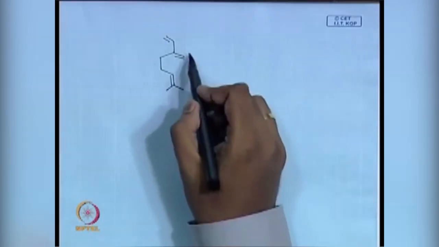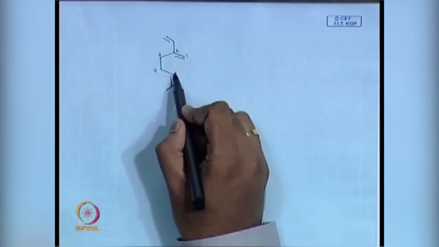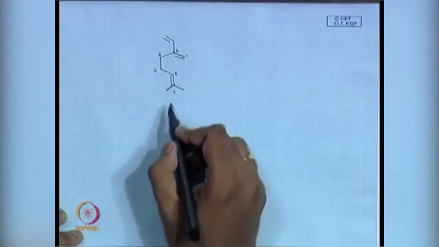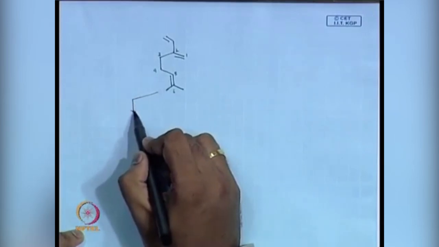Okay, I have a system like this. Now I am trying to photolyze. So just for numbering's sake, 1, 3, 4, 5, 6. Once I photolyze, there are two ways I can think about, right?